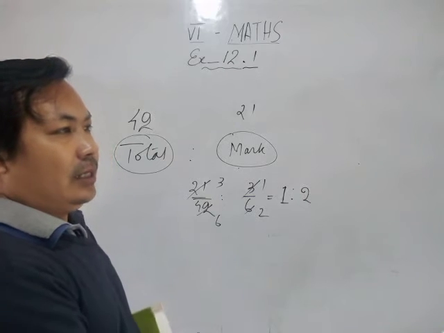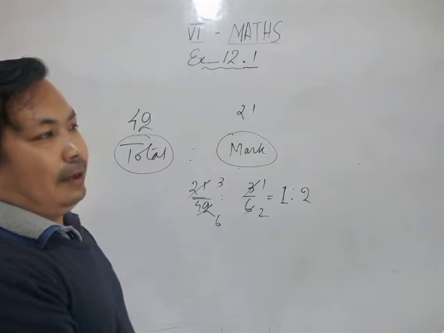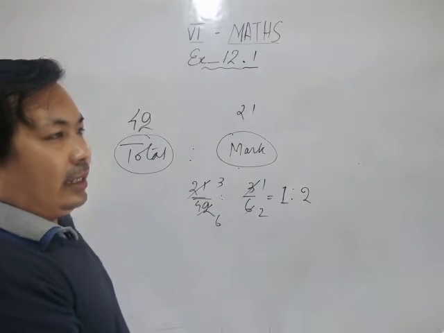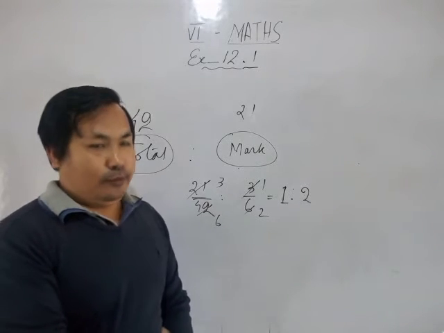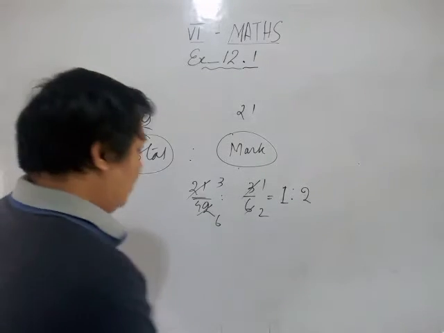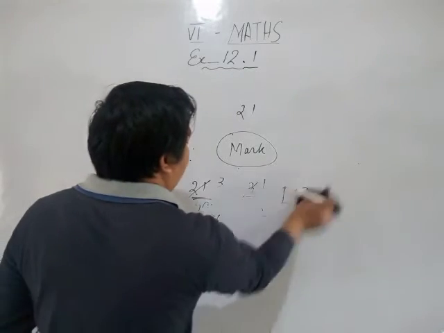So this kind of comparison, in terms of how many times less or more a quantity is, is called the ratio or proportion. Let us see some more questions from exercise 12.1.